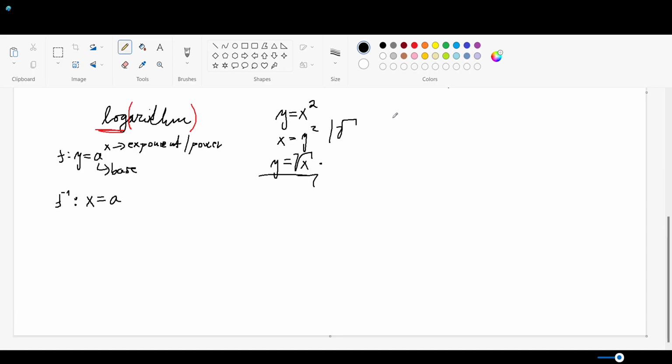For example, we did the same thing for y equals x cubed, and to find the inverse of the function we did the same procedure. We changed the x and y values, so x was equal to y to the third power, or cubed, and then we did again the third root of both sides, and our inverse function was then defined like y equals third root of x. Okay.